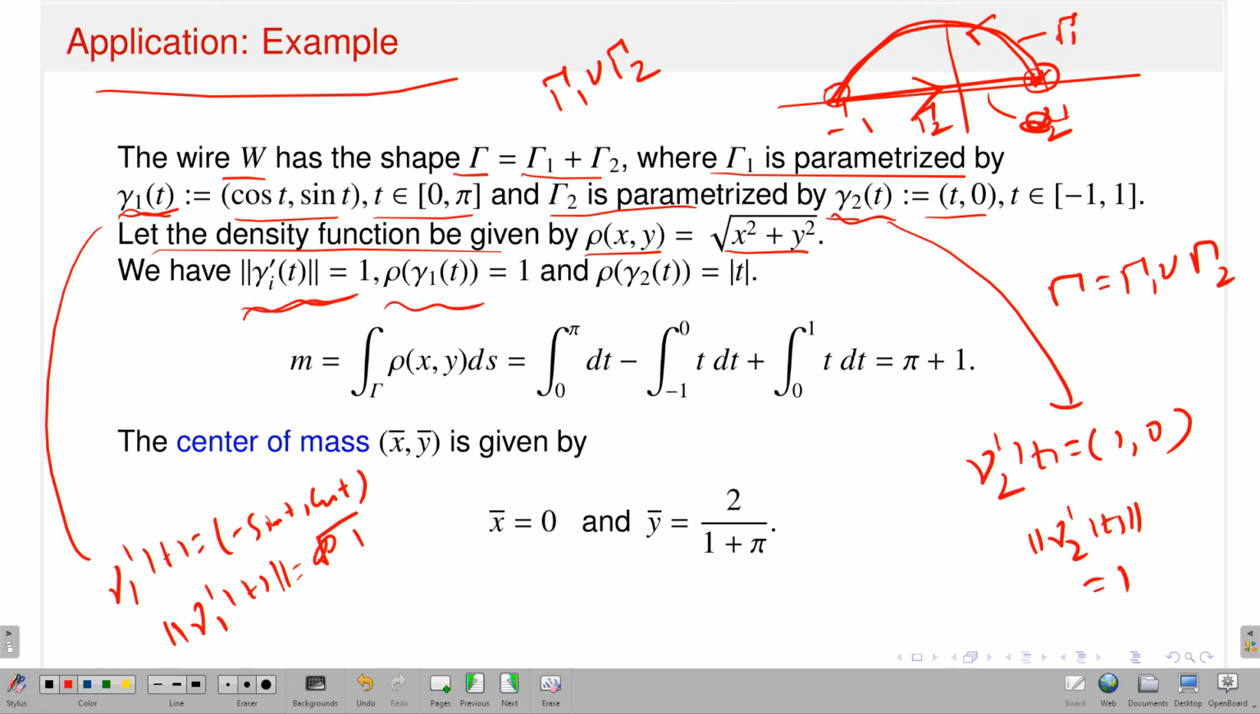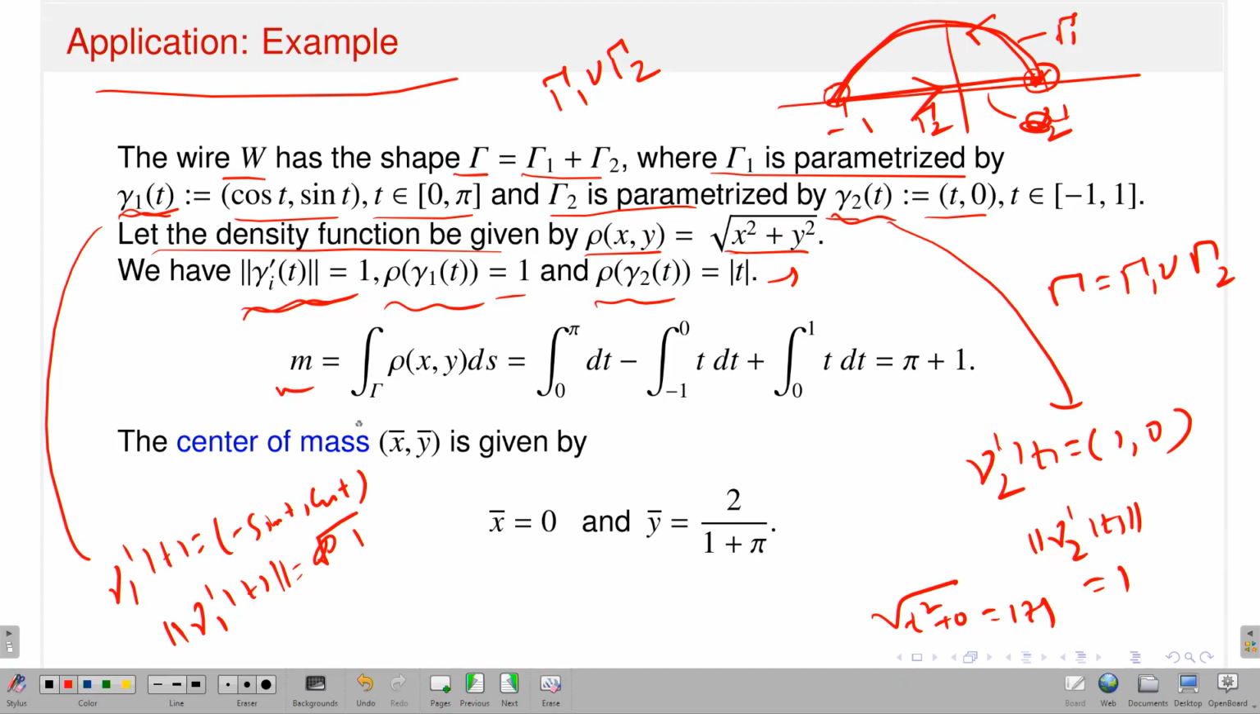And what is rho of gamma 1 of t? Again this is square root of cos square t plus sin square t, that means it is 1. And what is rho of gamma 2 of t? This is square root of t square plus 0, which gives you modulus of t. So now I have everything: the norms of gamma 1 prime and gamma 2 prime, and rho of gamma 1 and rho of gamma 2. You just calculate the total mass.